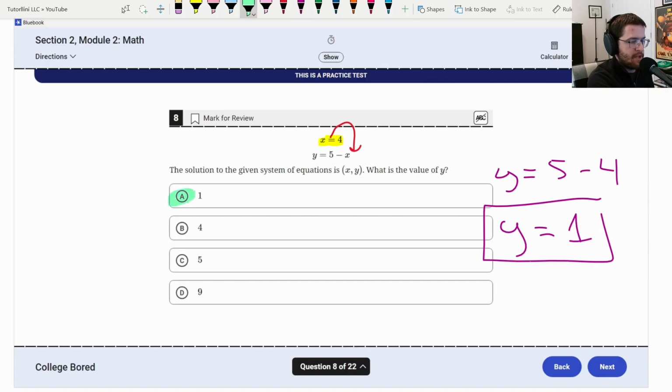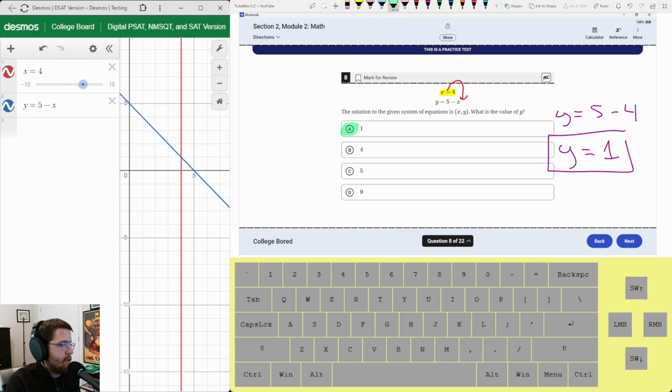We can also do this one entirely on Desmos, so let's go do that. Okay, I just typed this in. I click on the point of intersection, and it tells me it's 4, 1. So the x value is 4, and the y value of the solution, which is what the question wants, is 1.